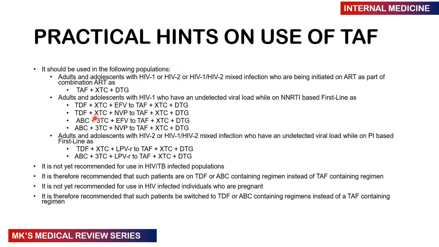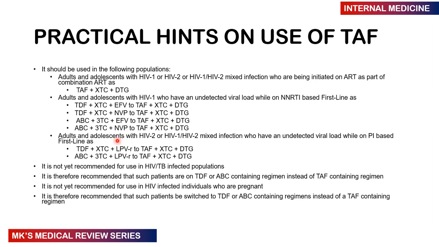Then TDF, XTC, and nevirapine, we change to TAF, XTC, and dolutegravir. And if they were on an ABC regimen, we can still put them on TAF, depending on the creatinine clearance. If the creatinine clearance is less than 30, then we should still maintain them on the ABC regimen. And of course, we add dolutegravir and continue the XTC, which is either lamivudine or emtricitabine.